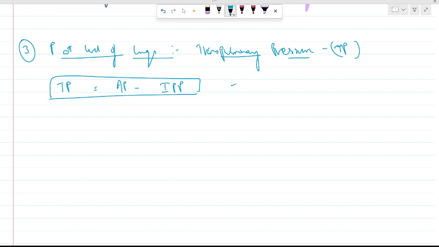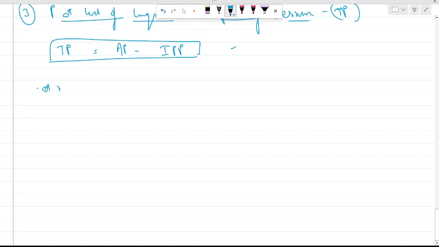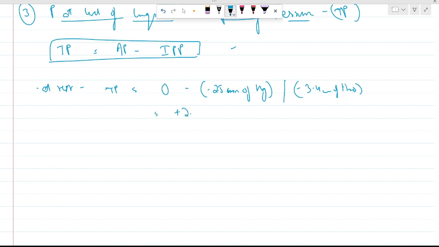This is the formula: alveolar pressure minus intrapulmonary pressure. So we are going to count it for 3 stages. First is at rest. Transpulmonary pressure at rest: alveolar pressure is 0 centimeters of water or 0 millimeters of mercury, minus the intrapulmonary pressure at rest, which is a negative value of minus 2.5 millimeters of mercury, or minus 3.4 centimeters of water, whatever we write, equal to a positive value of 2.5 millimeters of mercury or a positive value of 3.6 centimeters of water.